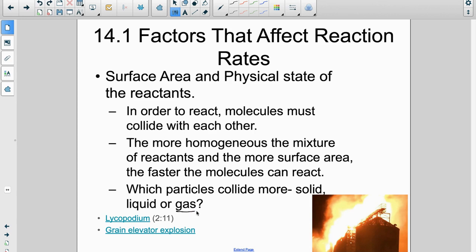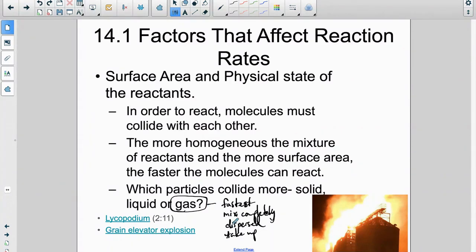Okay, gas particles collide the most. They are the fastest moving. They mix completely with each other. Okay, and they are very dispersed. And so they take up their whole volume and spread out. So there are many reasons why gases will react much more quickly than solids or liquids will react.